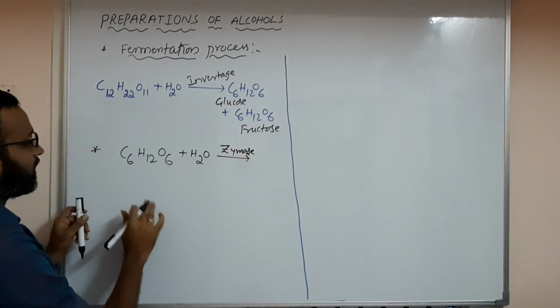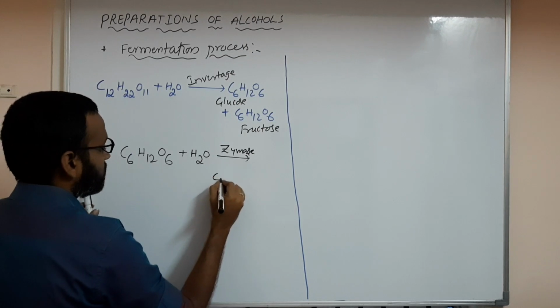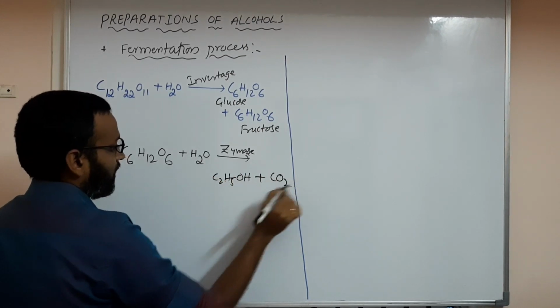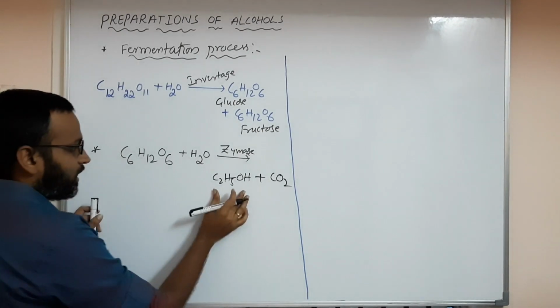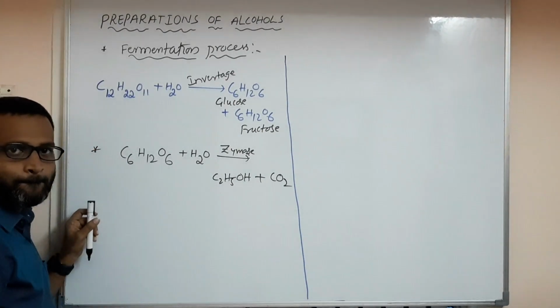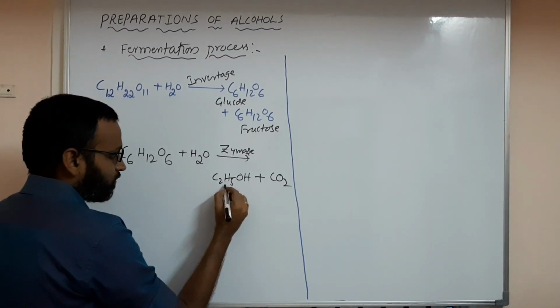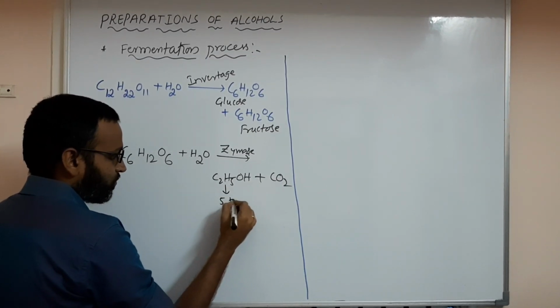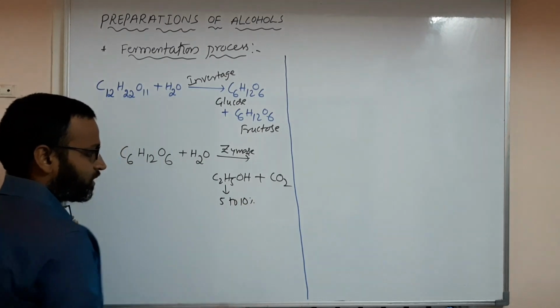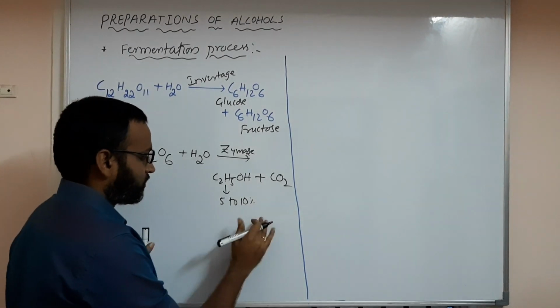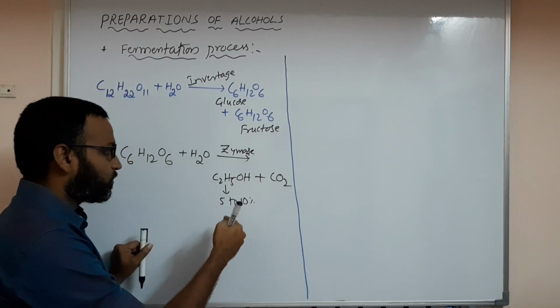In presence of zymase, you will get ethanol, C2H5OH, plus CO2. So ethyl alcohol you are having. This is one of the preparations. Of course, this form is just 5 to 10%. This is called wash.